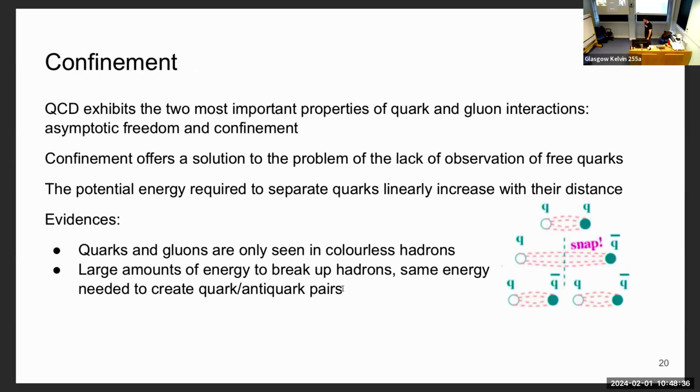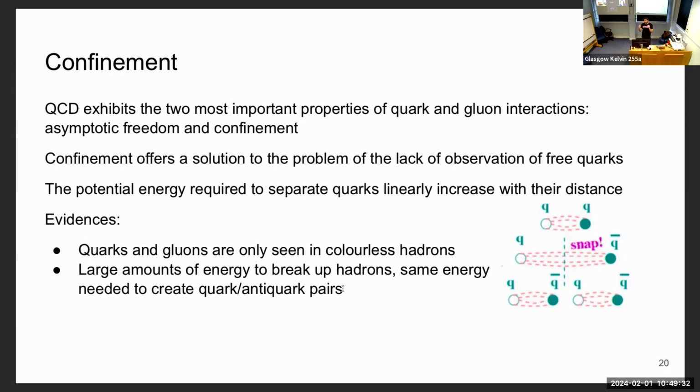So we discussed it at the beginning. The theory of quantum chromodynamics has 2 very important properties about the quark and gluon interaction, which are asymptotic freedom and confinement. So the question here is again, can we find a quark in a free state, outside a nucleon or a meson, whatever is made of quarks? The answer is it's almost impossible to do that, because the potential energy required to separate a quark from its gluon linearly increases with their distance.